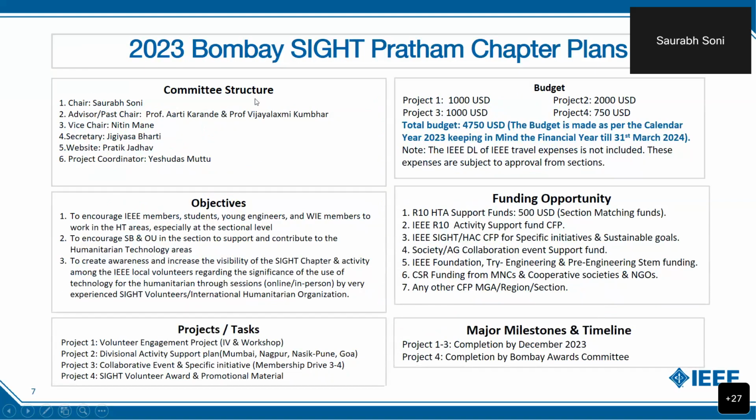Then second, divisional activities. As we know, the section is spread over a large area, so we have divided the section into different divisions, and division level activities have some different funds. Project 3 is collaborative events. Collaborative events are more focused towards collaboration and some specific initiatives that will drive the membership of the section, as well as some good projects that will initiate the chapter and make it more visible to people.